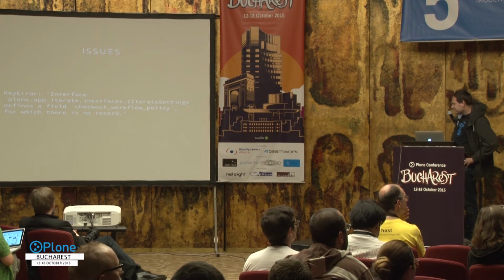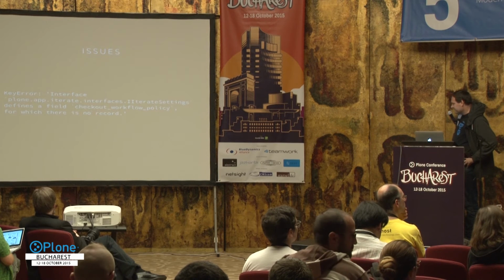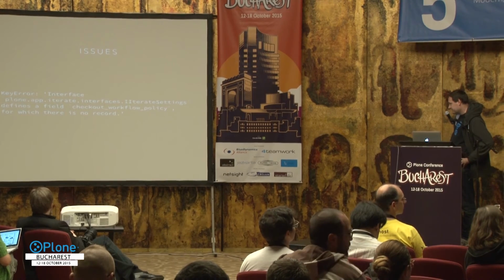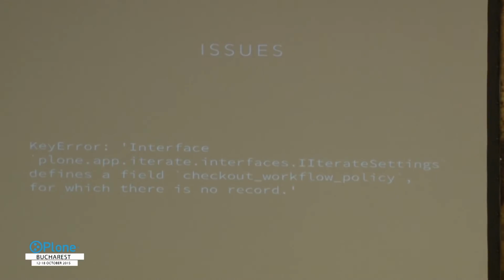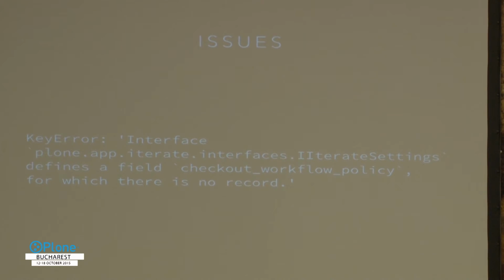No. So it's a key error. plone.app.iterate's iterate settings defines a field, checkout workflow policy, for which there's no record. So the issue there was that I had an older version of plone.app.iterate when I installed it, and I did not run the upgrade step in Plone 4 before I migrated to Plone 5. I ran the upgrade step or reinstalled the whole thing in Plone 5, and then it worked.